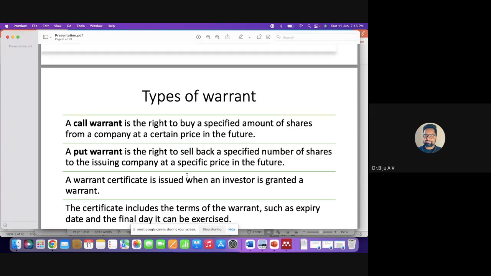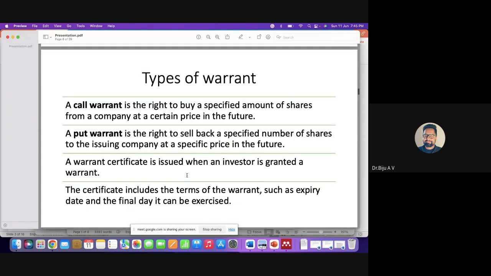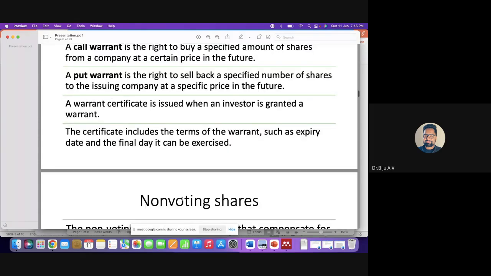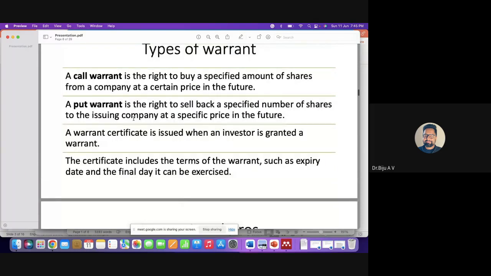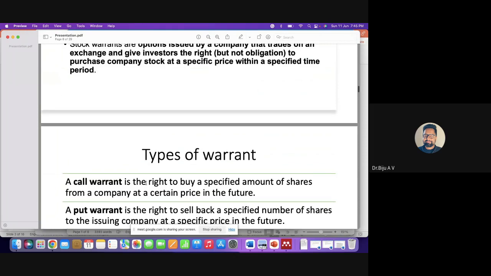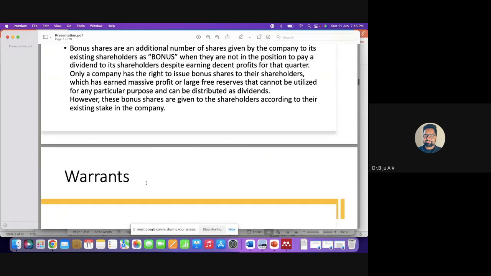That is put warrant. A warrant certificate is issued when an investor is granted a warrant. The certificate includes the terms of the warrant, such as the expiry date and the final date it can be exercised, etc. So the warrant consists of a warrant certificate. The warrant certificate shows the expiry date of the warrant and the final day on which it can be exercised. So this is warrant, and I said the call warrant and put warrant.